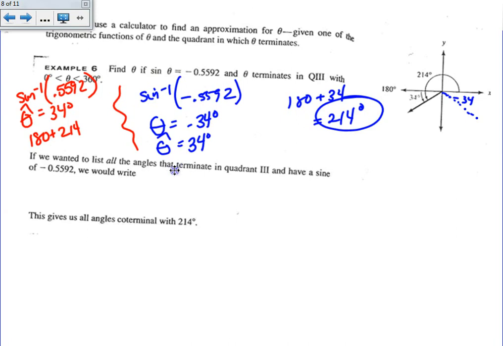Now, unfortunately, we want to list all angles that terminate in quadrant 3 and have a sine of that. So, in some of your books, maybe when you go to college, they'll write 214 degrees, and then they'll say plus and minus 360k. And that would be a list of every single angle in the world that would have a sine of negative 0.5592. Now remember, your book only said plus, and I'm going to say plus and minus, and that would reflect every single angle that is coterminal with 214 degrees, positive and negative.